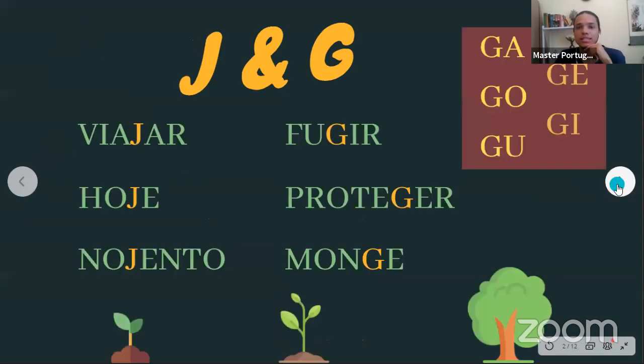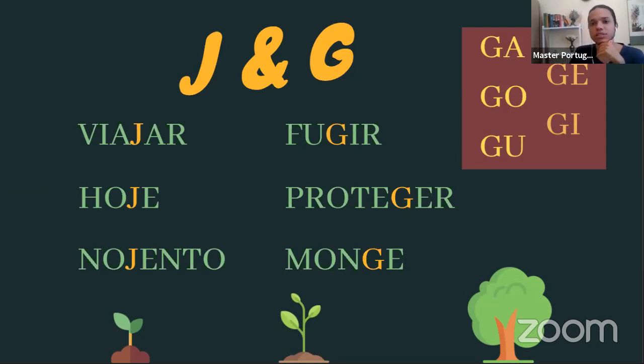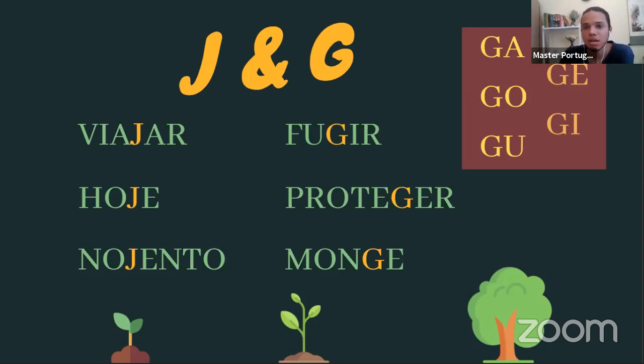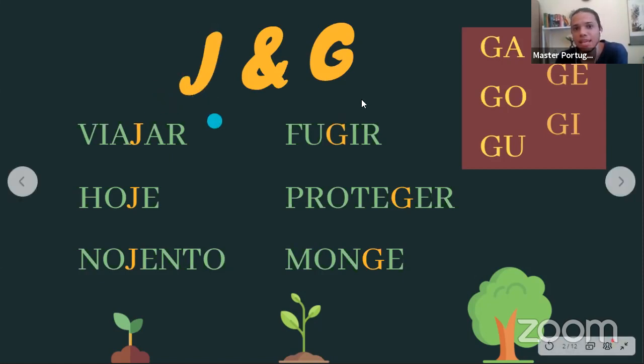So I brought here some letters and some words that I want to work on with you that I feel most students struggle with. So first, listen to me and how I pronounce them, and then we are going to practice together. We have already studied the alphabet in the master classes, so I suppose that you know the alphabet already and the names of the letters in Portuguese. Here we have J and G. J and G.